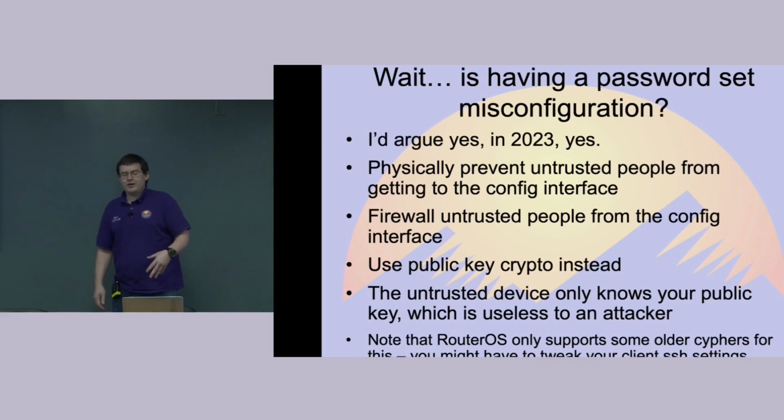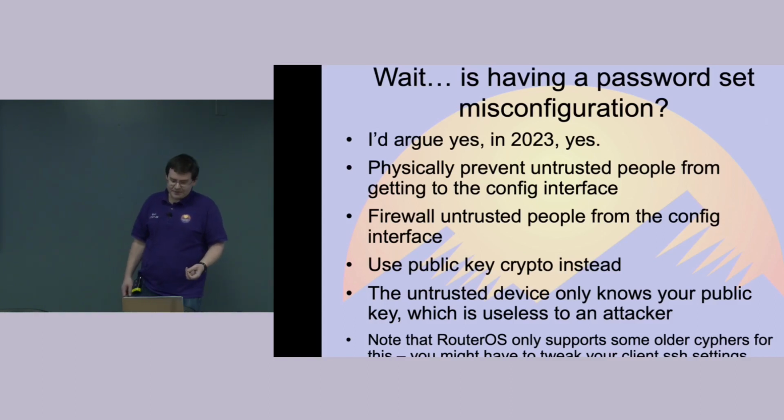However, we could use something called public key cryptography instead, where the router sees a part of a key and you keep a part of the key. And so you can prove to the router that you have the private part of the key, but the router doesn't have to have the private part of the key. So if I can steal the key from the router, I can't do anything with it. And so this would be a much, much better design for this sort of thing. Of course, RouterOS messes this up and implements only old versions of this. And so if you have a current version of OpenSSH, you can't actually connect to the router without doing some config.